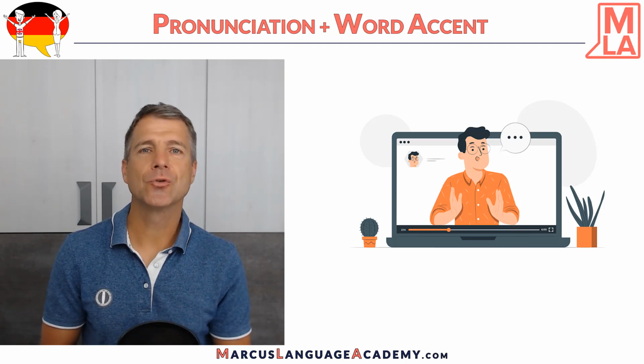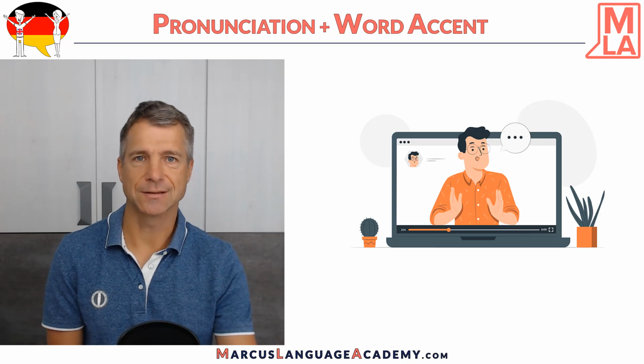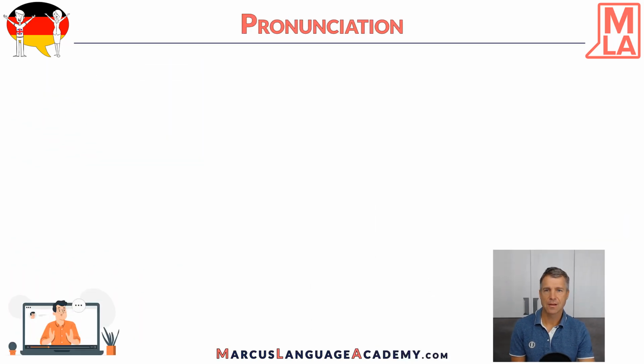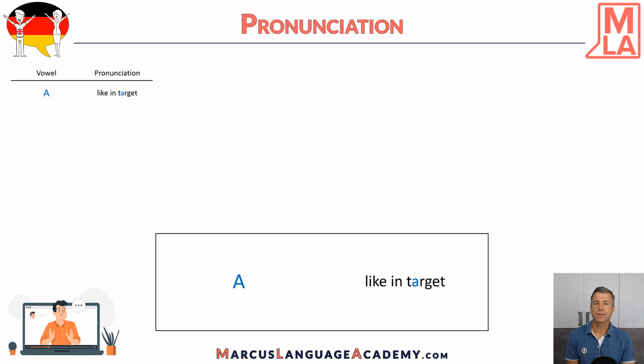And today let's talk about German pronunciation and word accent. Let's start with the pronunciation. First, let's see the vowels. Okay, let's start with the A.